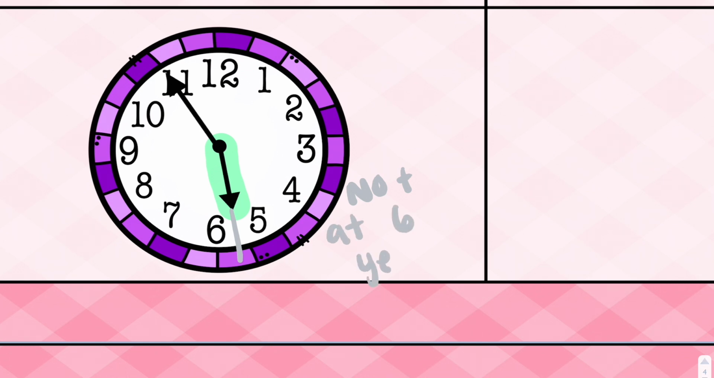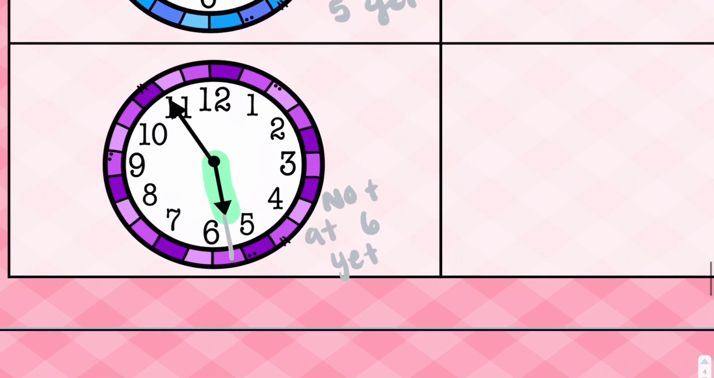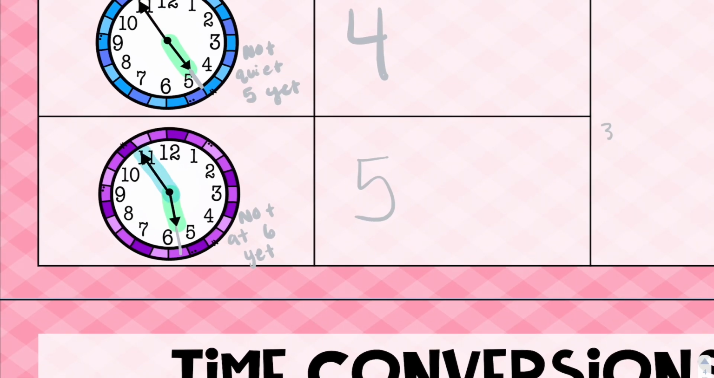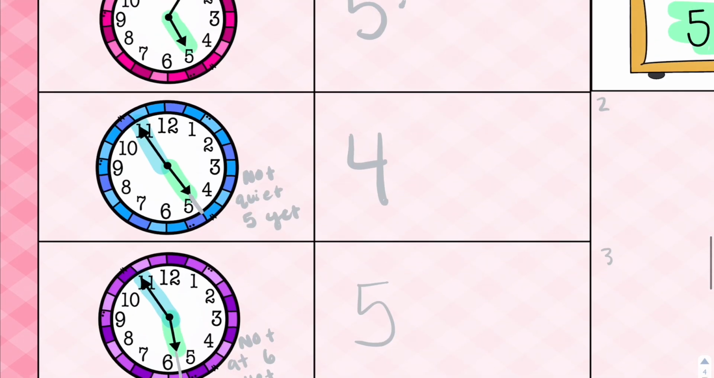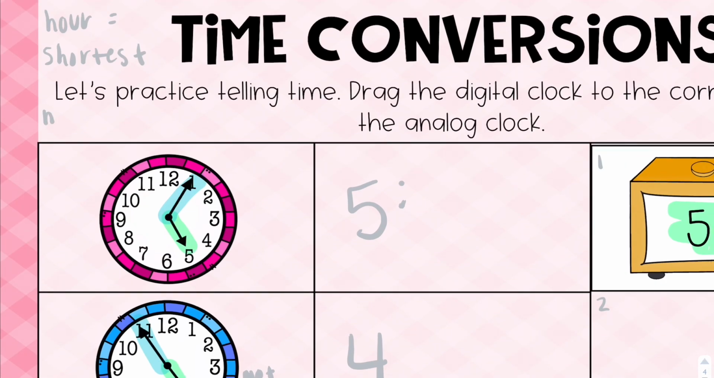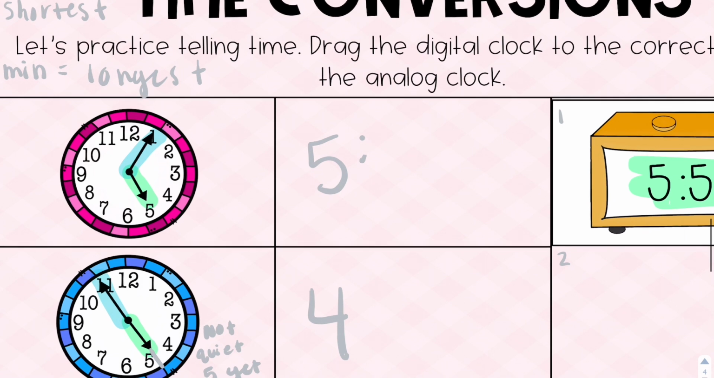So we're going to look at the minute hand to determine the minutes. I'm going to represent the hour with the 5. Now I'm going back through and looking at the minute hand, which is my longest hand. When I look at the first one, it is pointing to the 1, and so I'm not going to put that it's 5:01. Since it's pointing to the 1, that represents 5:05 because I'm counting by 5s.